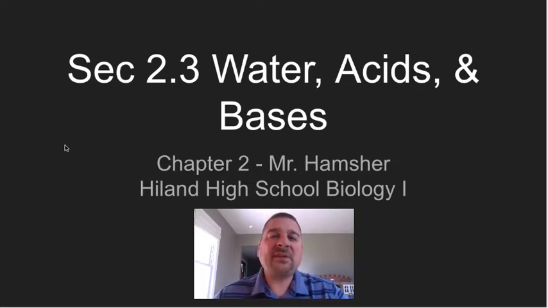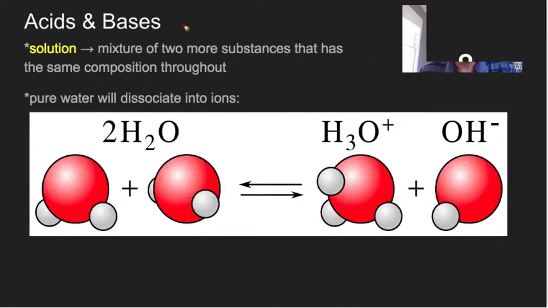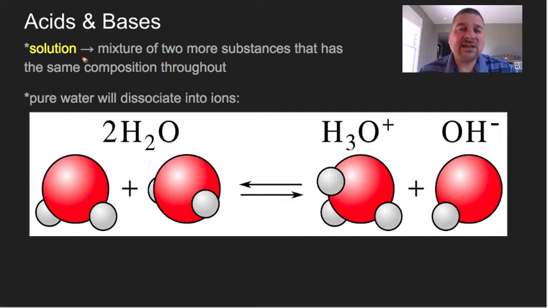But before we wrap up this chapter, we need to talk a little bit about acids and bases and the pH scale. First, a little review from physical science last year. When you put two things together, that makes a mixture, and you talked about different kinds of mixtures.